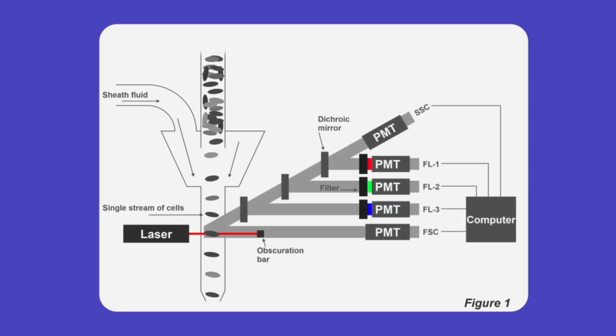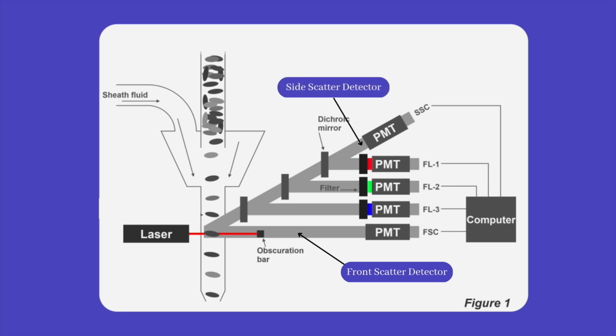When a sample flows one cell at a time, it passes through a laser beam and is further categorized by the detector, a photomultiplier tube. The first type of detector is the forward scatter detector, which is parallel to the laser beam. The second type of detector is a side scatter detector, located perpendicular to the laser beam.